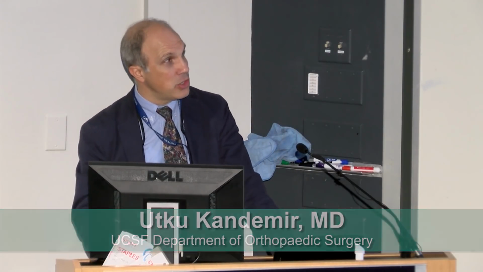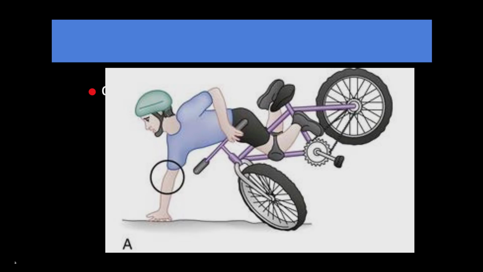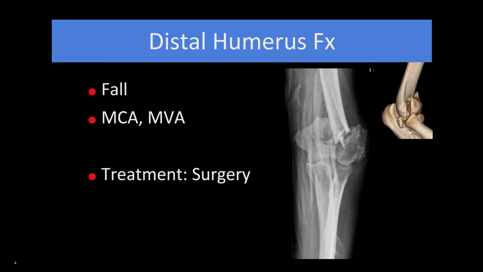So if there's any injury on these nerves around the elbow, then you may lose your function in the hand. Commonly, it's a fall over an arm. It can happen with motorcycle accidents, motor vehicle accidents. And commonly, you need to do surgery.